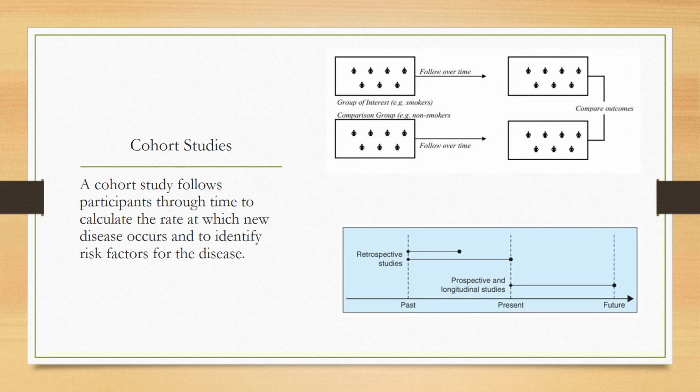So cohort studies. A cohort study follows participants through time to calculate the rate at which new disease occurs and to identify risk factors for the disease. So take a look at the diagrams over to the right. You can see the group of interest, the smokers, and you're going to have a comparison group, which are non-smokers. You follow them over time, and then you'll compare the outcomes. So was the risk of developing cancer a lot lower for those people that did not smoke, or was it a lot higher for those that did smoke? Also called longitudinal studies.